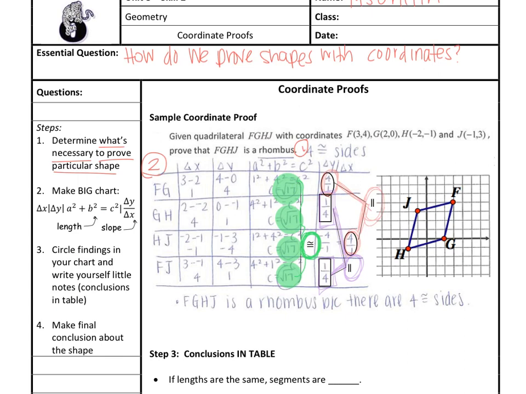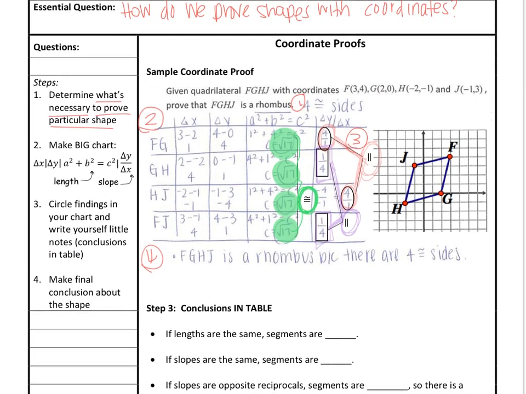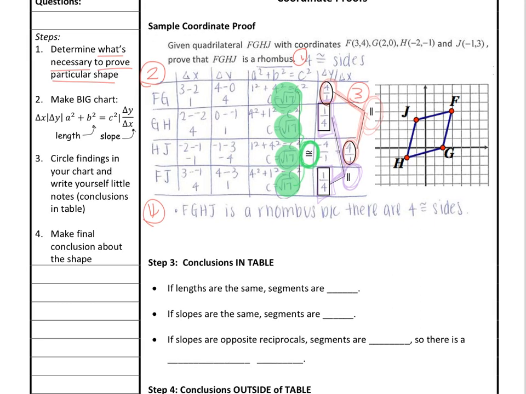We have step 3 right here where we're making these little conclusions, and step 4 is the final conclusion. So now we're going to talk more specifically about step 3. If the lengths, being a squared plus b squared equals c squared, are the same, then the segments must be congruent. If the lengths are the same, the segments are congruent. We've talked about that before. Same length means equal in measure, which is the same as congruent.